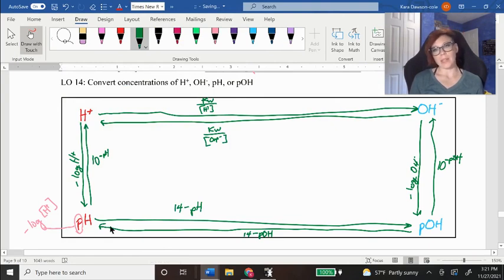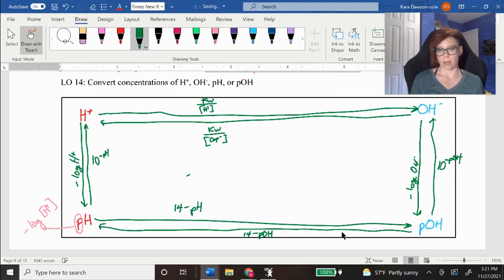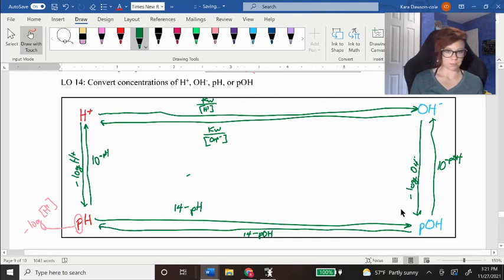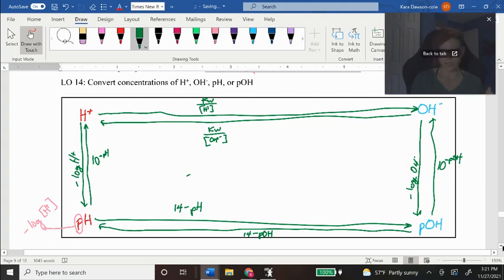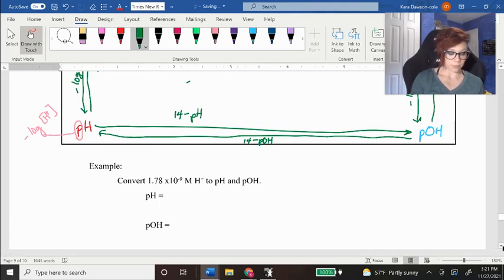If I'm at pH and I need to get to the hydroxide ion concentration, you can go from 14 minus the pH to get your pOH, and then it's going to be 10 raised to the negative pOH. The pH gives you your pOH. Either one, doesn't matter. So let's look at a couple of examples. I'm going to do 2 examples, and then I'm going to leave 2 examples for extra credit.